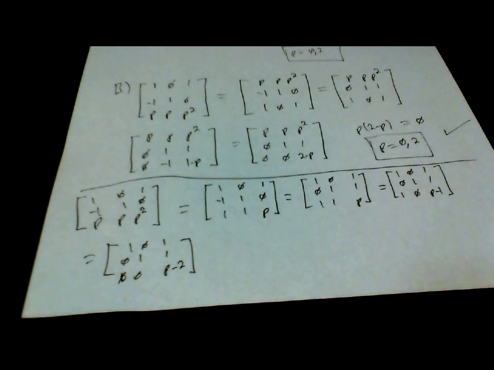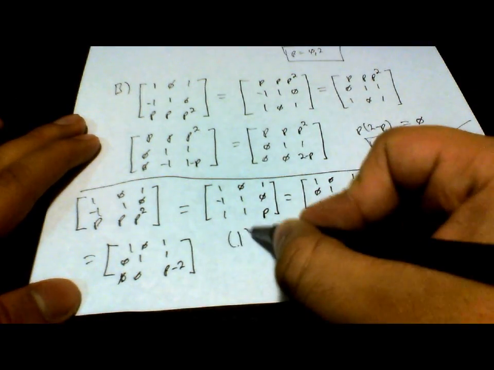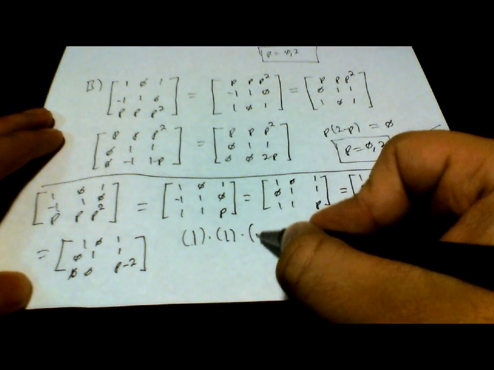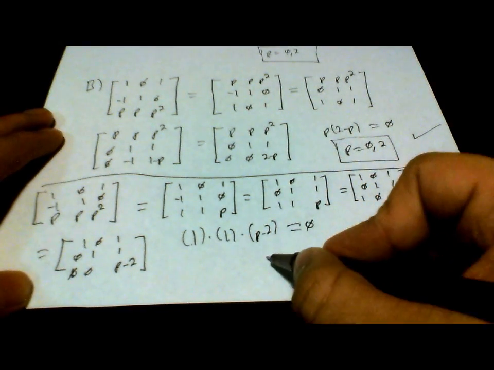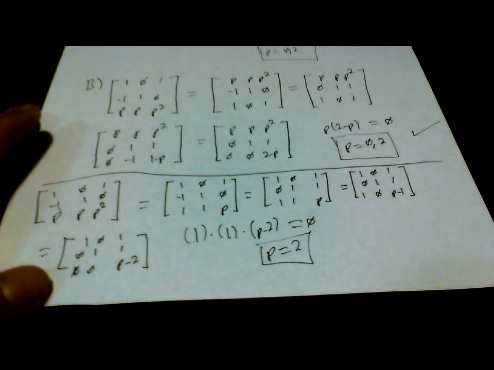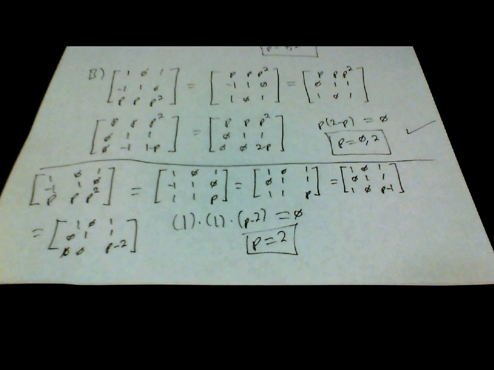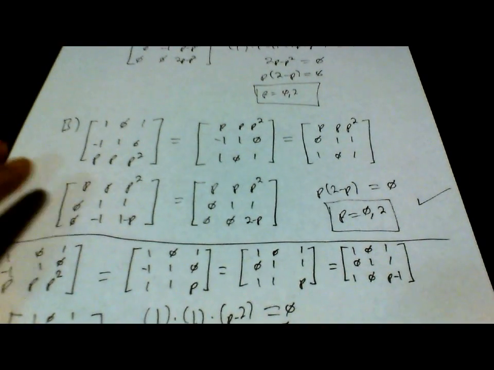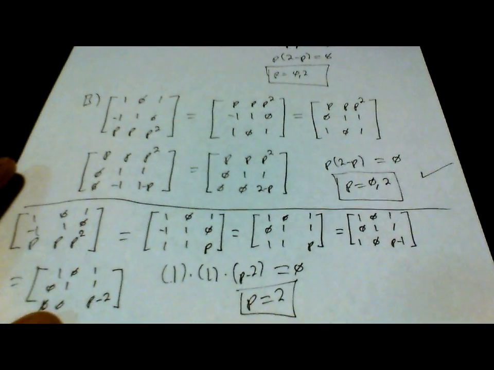Now, the product of the diagonal is just 1 times 1 times p minus 2. If you want this to be 0, we get p equals 2. Notice you only get one solution here, where in the correct way to do it, you got two solutions, 0 and 2. When you divided the bottom row by p, you end up getting just 2. This is an example of how you lose solutions when you just divide through by a variable.